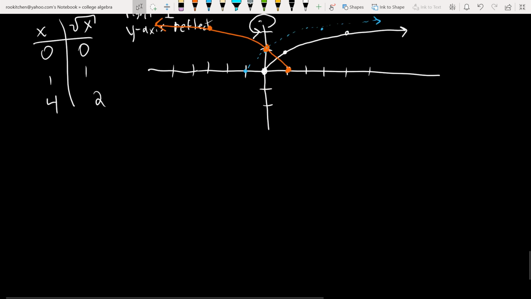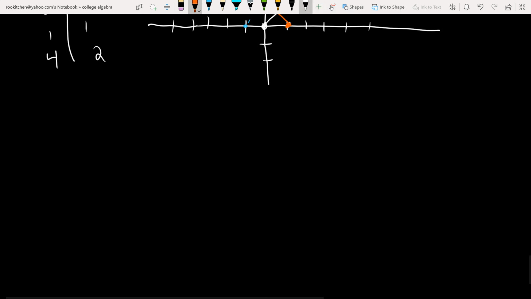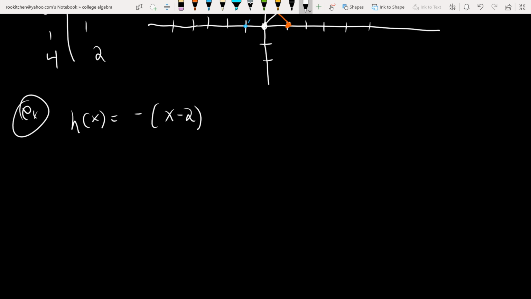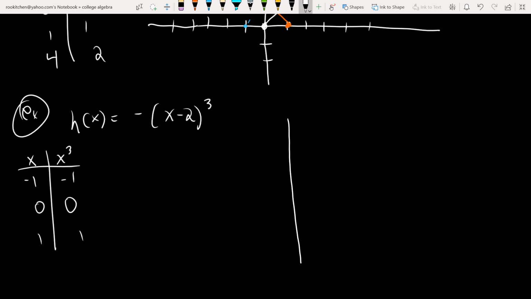Maybe one more, and then we'll call it quits. There's a lot of homework in this one. Another example then. H of x equals negative x minus 2 cubed, so it's a cube function. So let's try x and x cubed, get a picture. So negative 1 cubed is negative 1. 0 cubed is 0. 1 cubed is 1. So that kind of gives us a good place to start.